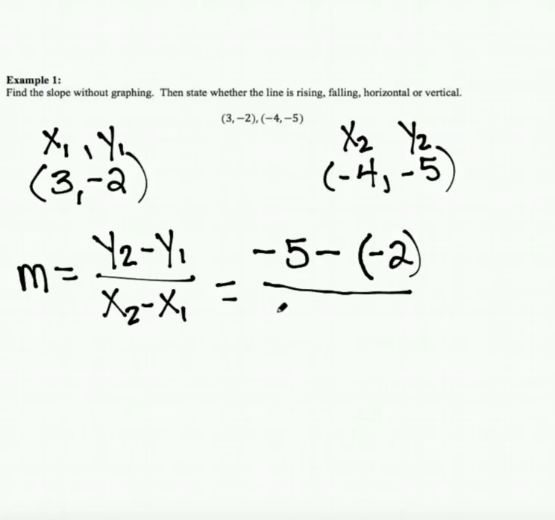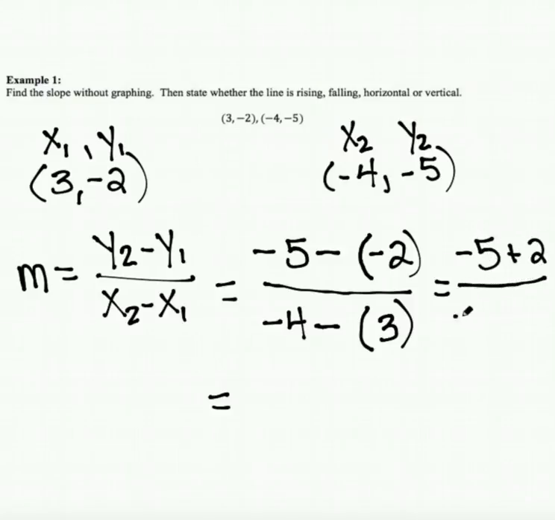And my x's, x2 is negative 4 minus x1, which is 3. So if I look at the top, negative 5 minus a negative 2 really means plus 2. And then on the bottom I have just negative 4 minus 3. That doesn't change. So on the top, negative 5 plus 2 is going to leave me with a negative 3. On the bottom, in the denominator, I have negative 4 minus 3, which is a negative 7.